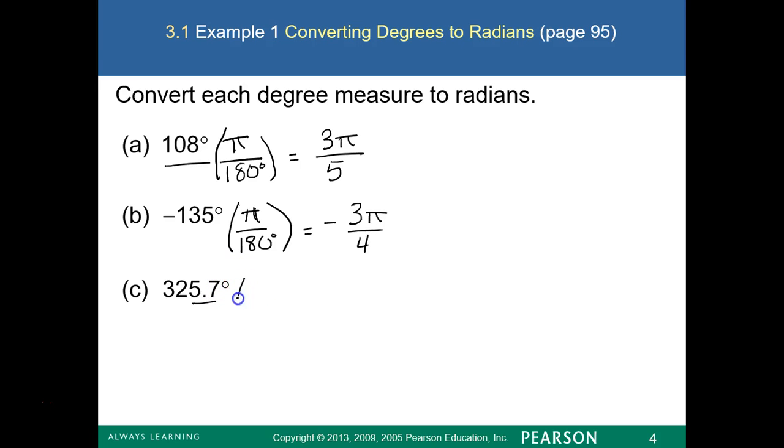The simple way to do this next one is just plug it straight into your calculator. Plug in 325.7 degrees times pi over 180 degrees, and then hit equals or enter on your calculator, and you will get approximately 5.685 radians. And that's it for converting each degree measure into radians. Now let's look at converting the other way.